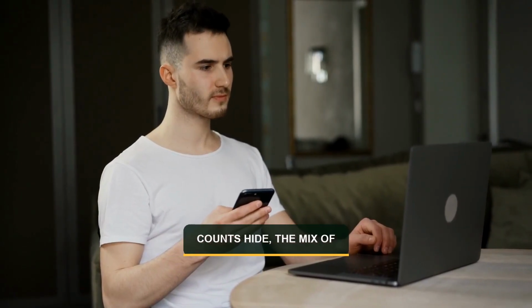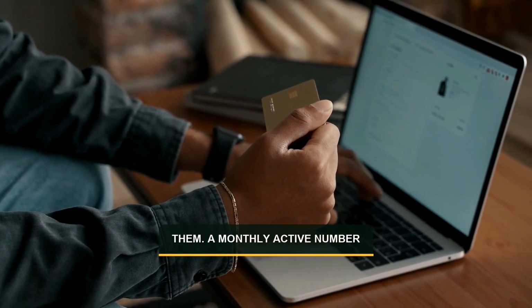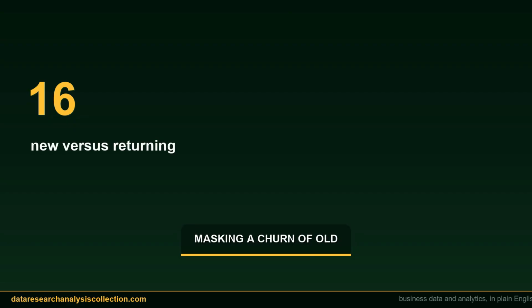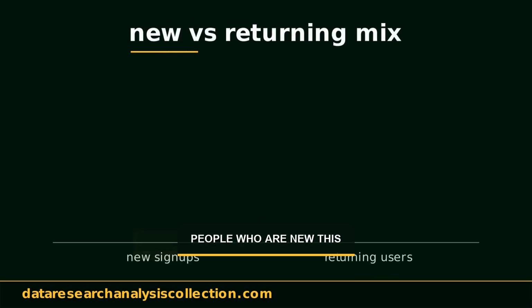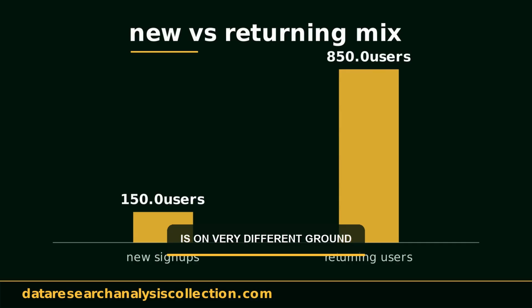New versus returning. One more thing these blended counts hide is the mix of new and returning people inside them. A monthly active number that looks flat might be masking a churn of old users balanced by a rush of new ones, a bucket refilling as fast as it drains. Splitting your active users into people who are new this period and people who are coming back tells a far truer story than the single blended figure, because a business that keeps its returning users is on very different ground from one that only survives by constantly finding strangers.